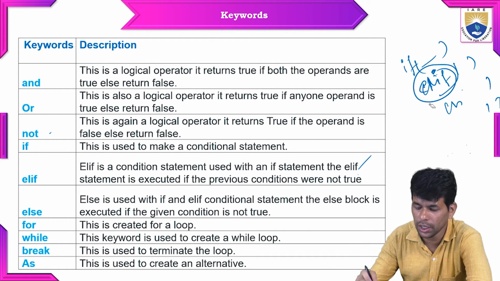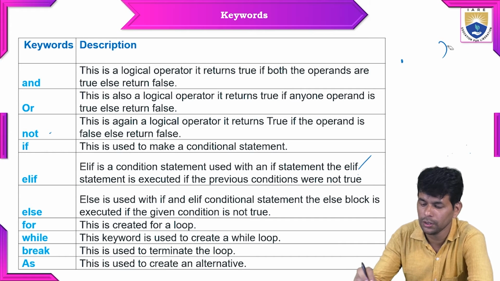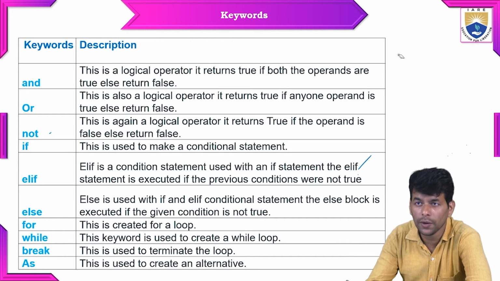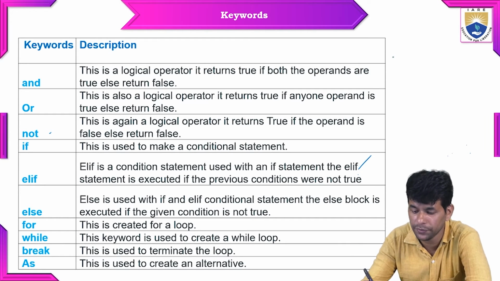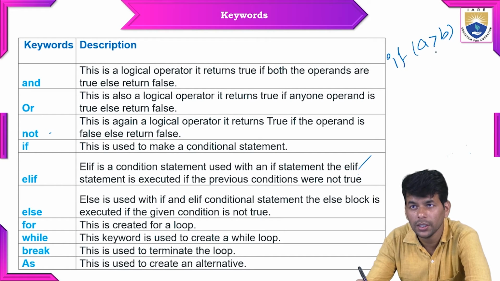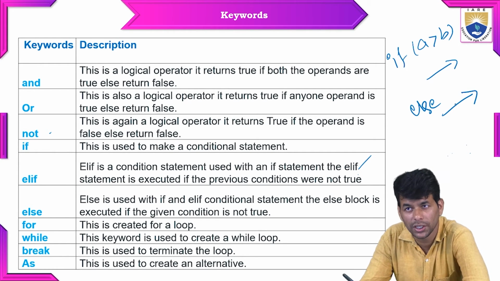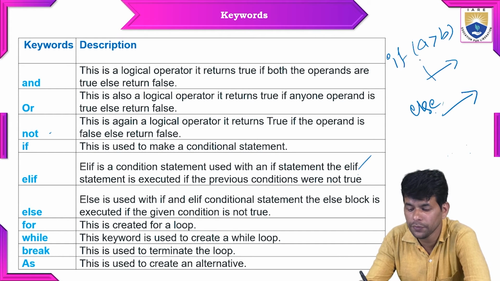The next one is the else keyword. This else keyword also works with the if only. We have just explained the if: if A is greater than B, then some set of statements will be executed, or else some other set of statements will be executed. Yes or no? So else is also used with if only.